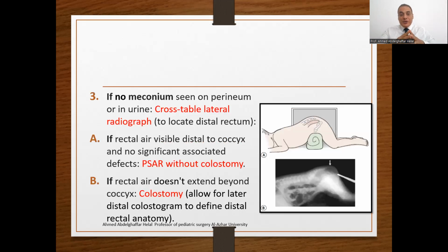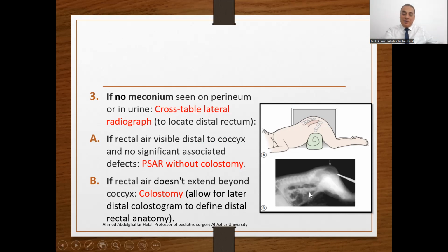malformation. The third situation: if no meconium is seen on the perineum or in the urine after 24 hours, you wait for 24 hours to re-evaluate. You may find meconium at the perineum, a perineal fistula, or meconium in the urine, a rectourinary fistula. Or, if no meconium is seen on the perineum or in the urine, in such cases a cross-table lateral radiograph is performed to locate the distal rectum.